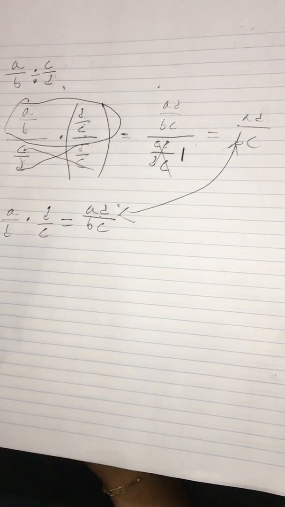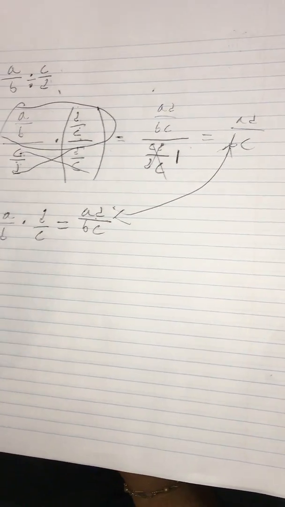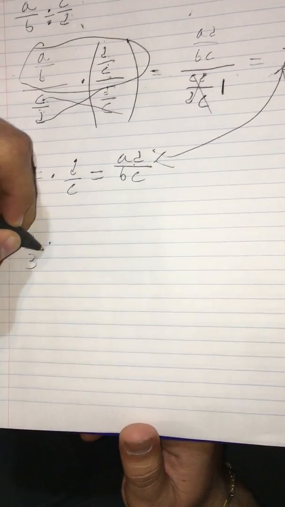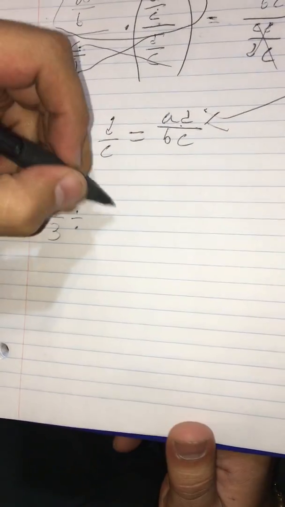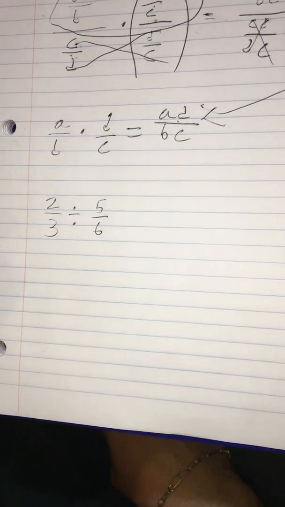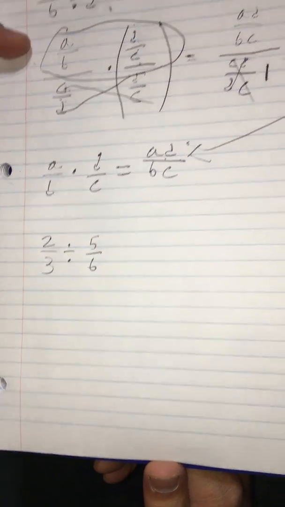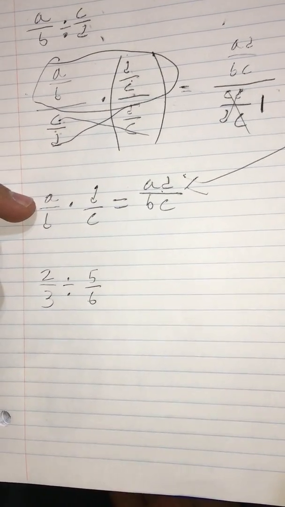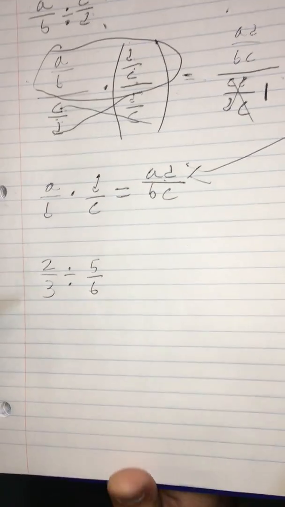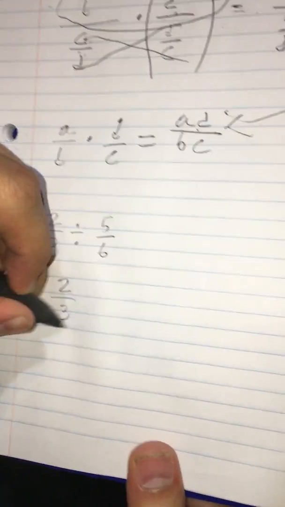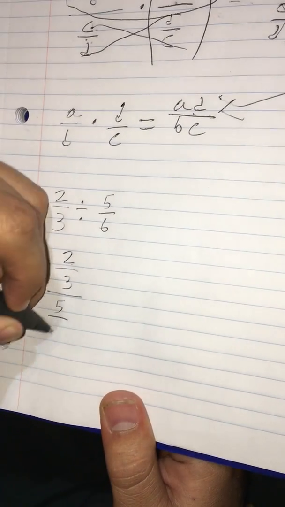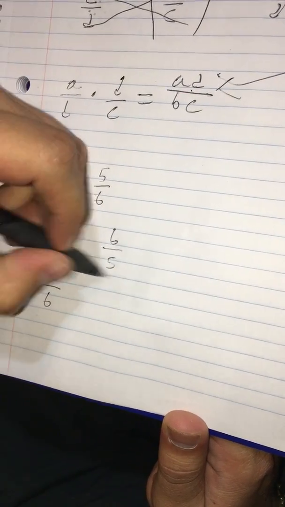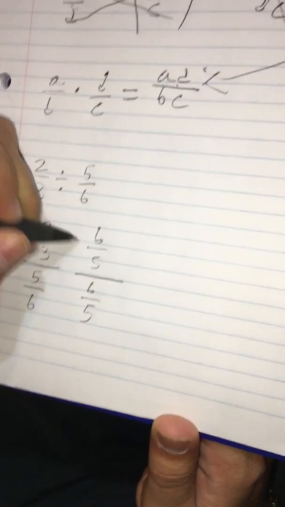So I'll give another example. I'll actually use real fractions. So let's say 2/3 divided by 5 over 6. So I'm going to show the same math as I did up here, and I'm also going to do multiplying by the reciprocal of the divisor as well. So I'll do 2/3 over 5/6, times 6 over 5, 6 over 5.